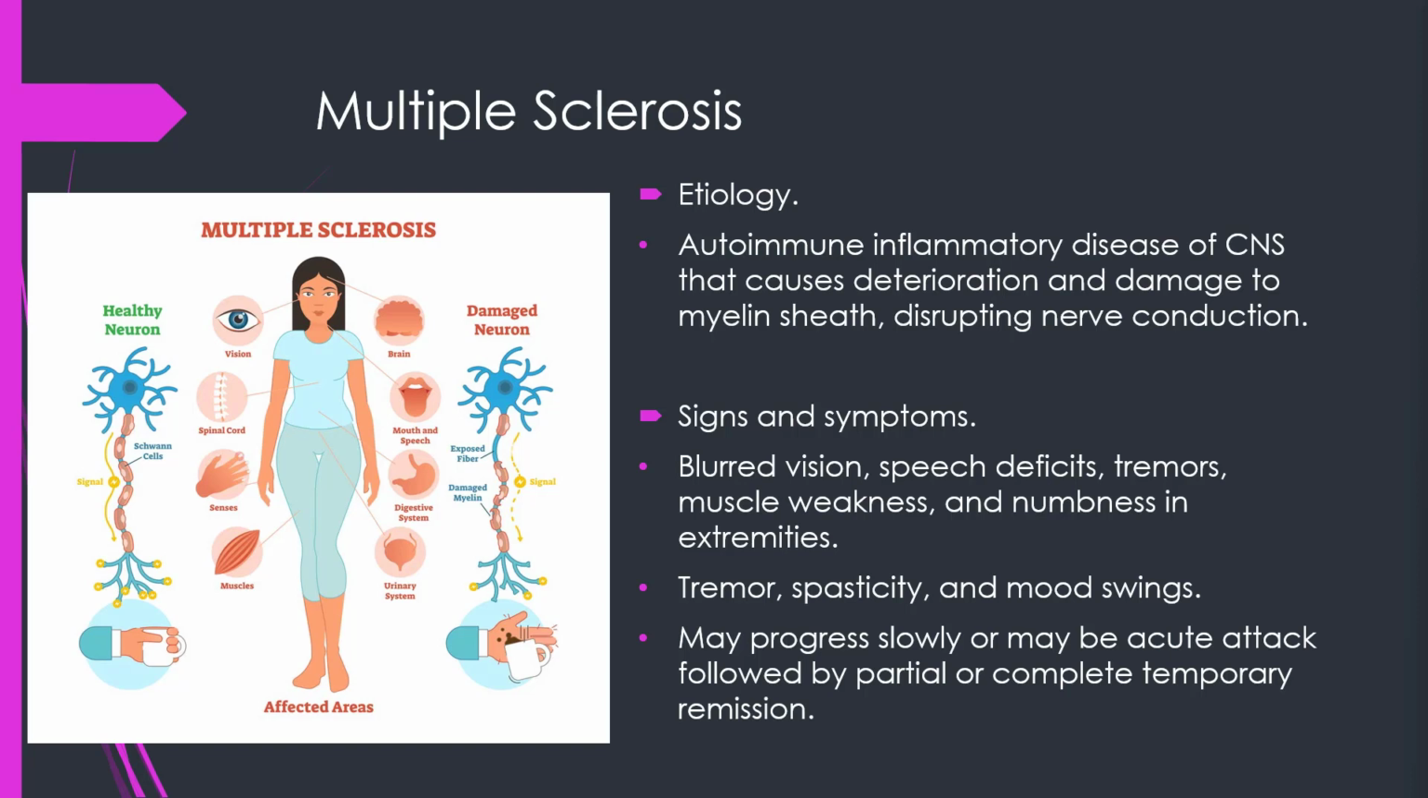Typically, this condition can progress slowly, or it may be an acute attack followed by partial or complete temporary remission. We deal with symptoms as they occur. There's no cure for multiple sclerosis. Avoid overexertion, extreme temperatures, and stressful situations. It is important for the individual to establish an exercise routine to maintain muscle tone. Drug therapies can slow the progression of multiple sclerosis.